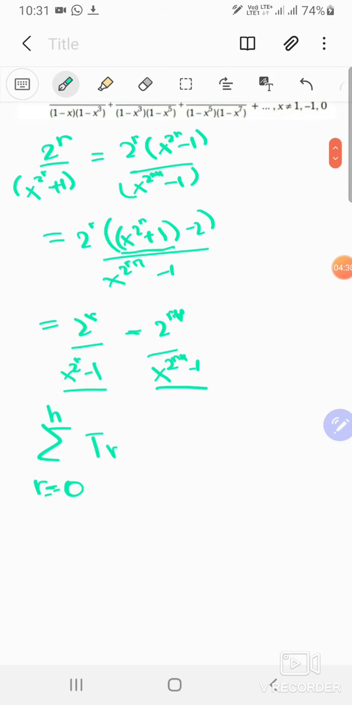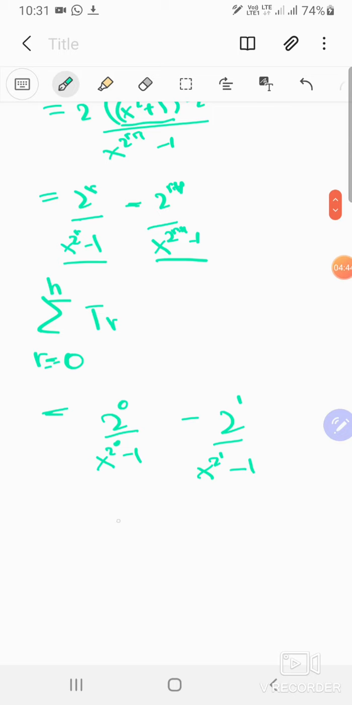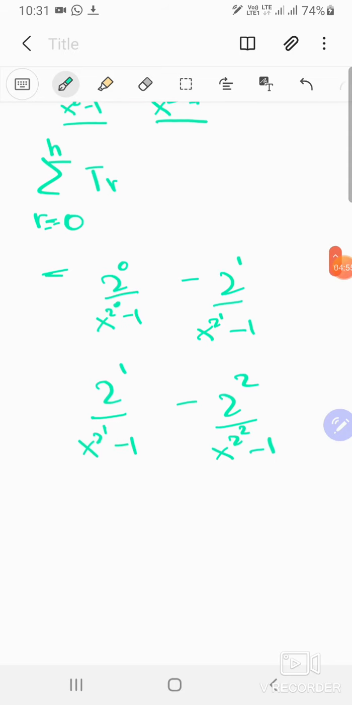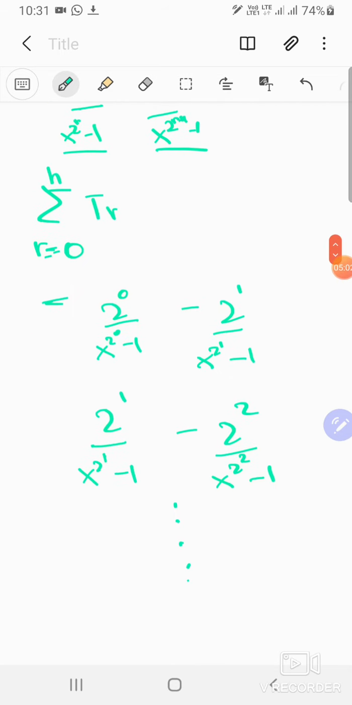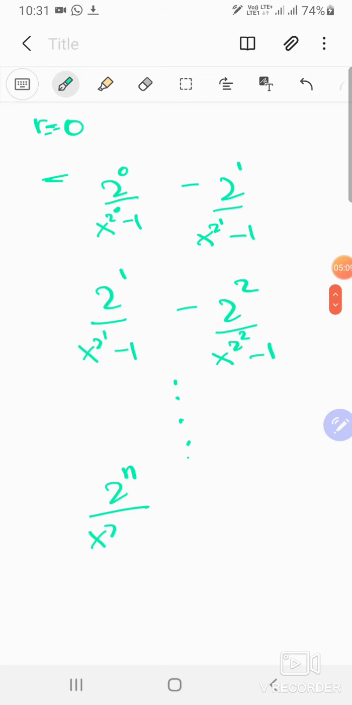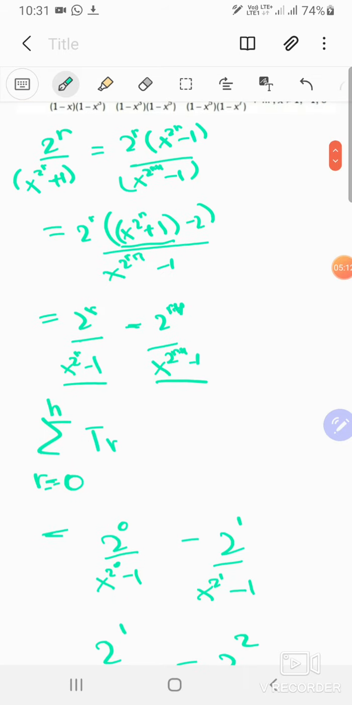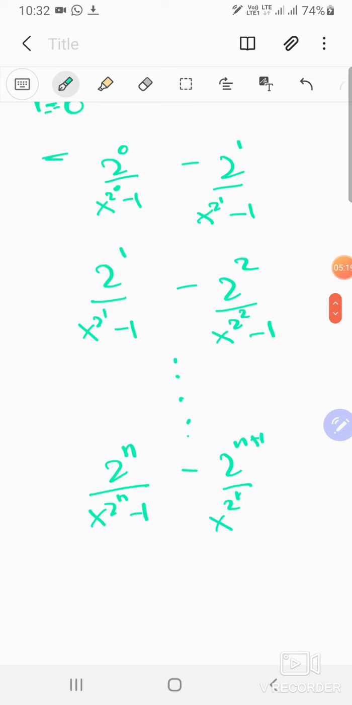That looks correct. So that's supposed to be equal to, when you put 0 in there, you get 2 to the 0 upon x to the 2 to the 0 minus 1 minus 2 to the 1 upon x to the 2 to the 1 minus 1. Then when you put r equals to 1 in there, you get 2 to the 1 upon x to the 2 to the 1 minus 1 minus 2 to the 2 upon x to the 2 to the 2 minus 1. And you can see that the pattern will come out naturally, and then for the final term, we will put n in there, so that will give me 2 to the n upon x to the 2 to the n minus 1, and then minus 2 to the n plus 1 upon x to the 2 to the n plus 1 minus 1.